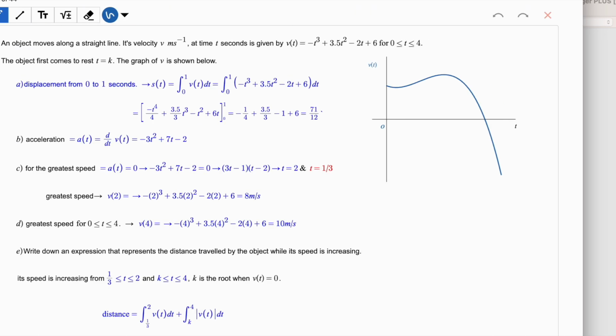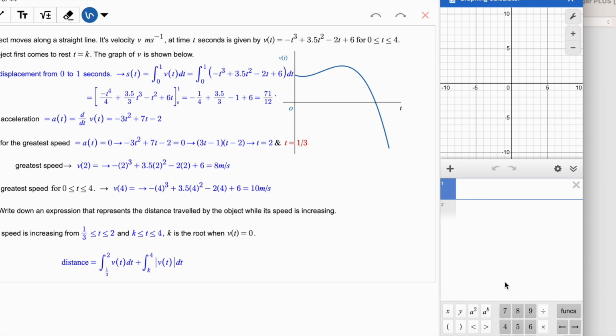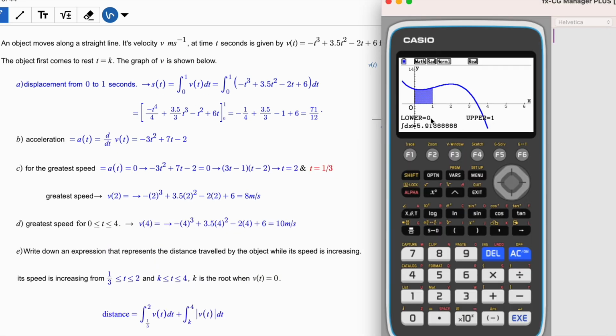I have the answers. You can verify as well. It is 71/12. So if you calculate 71/12, what do you get? You get 5.916666. That's what we obtained from our GDC. So this is correct.